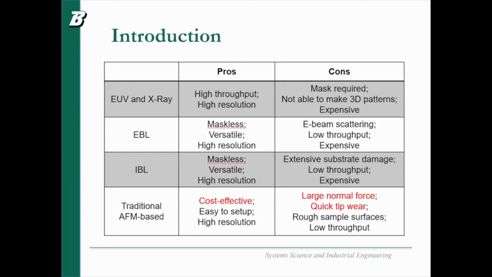So there are some limitations. If you want to create nano patterns, traces, or different surface geometries, it requires a large normal force. We have to apply a lot of force with a traditional AFM tip. Because of the large force, the tip wears very quickly, so we have to keep replacing it.